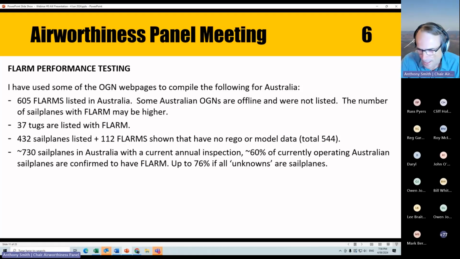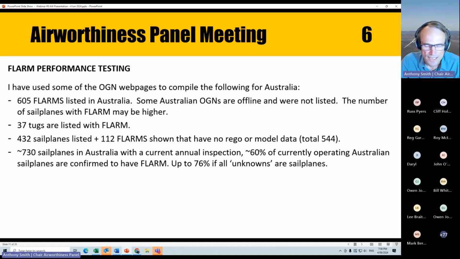FLARM performance testing. There's been a lot of discussion over FLARM performance testing in recent weeks for a number of reasons. At the moment, we have 605 FLARMs listed in the country. Now, I know that there are a couple of OGN sites that were offline, and so whatever FLARMs are at those airfields were probably not listed in this. So the number of FLARMs in Australia may be higher than 605.